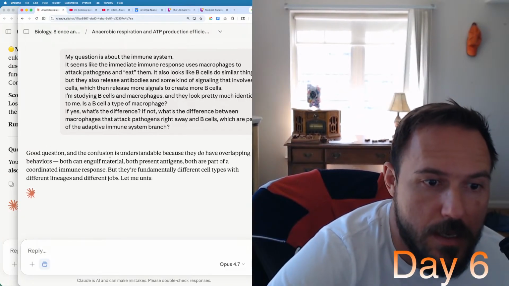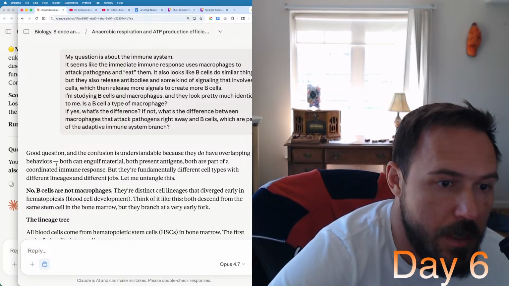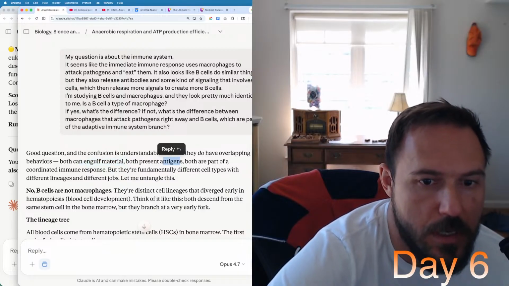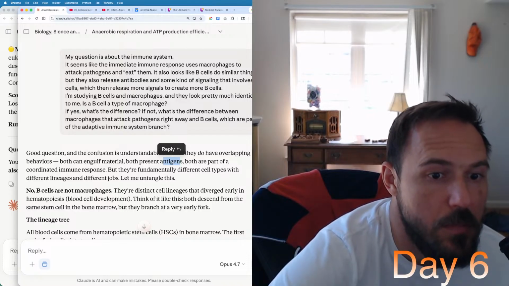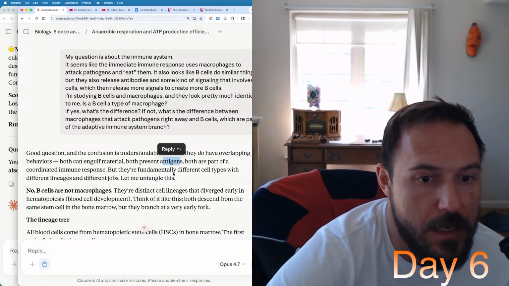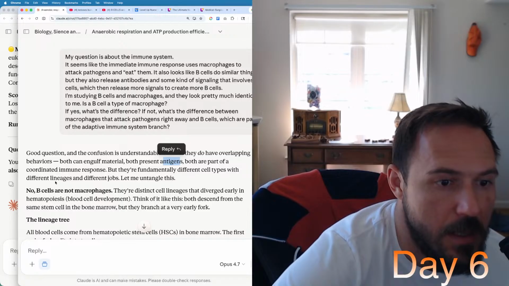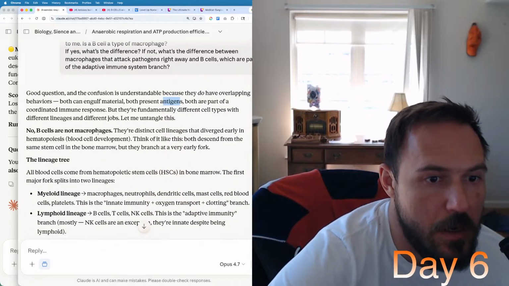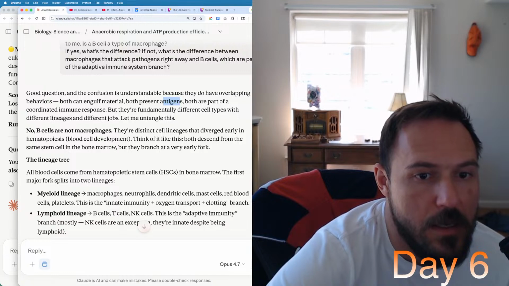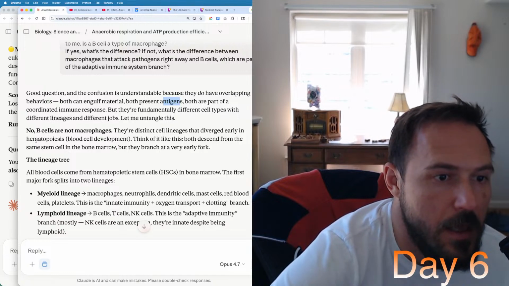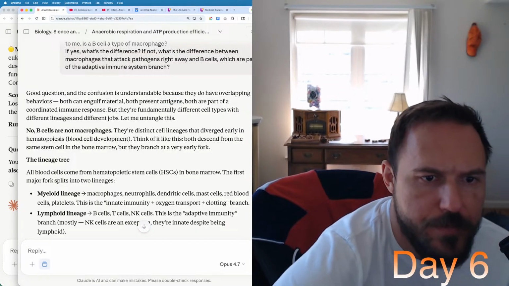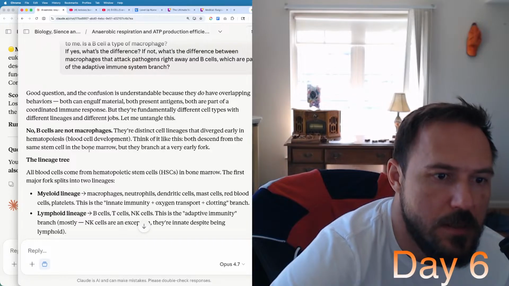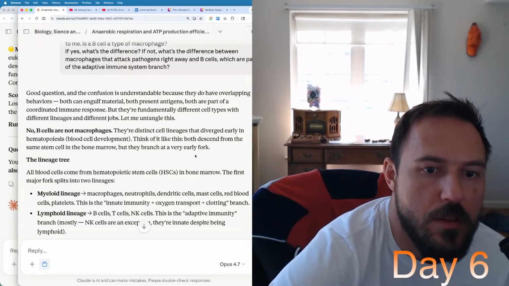Good question, and the confusion is understandable because they do have overlapping behavior. Both can engulf material. Both present antigens. Both are part of a coordinated immune response, but they are fundamentally different cell types with different lineages and different jobs. Let me untangle this. No, B cells are not macrophages. They are distinct cell lineages that diverge early in hematopoiesis, blood cell development. Both descend from the same stem cells in the bone marrow, but they branch at a very early fork.